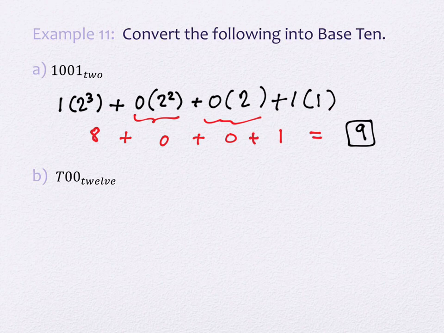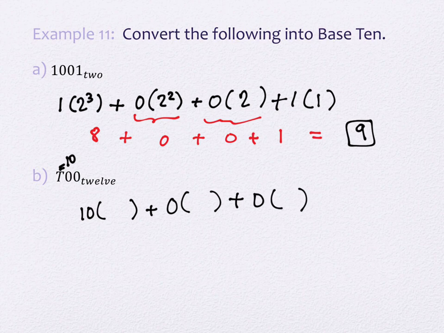Okay, so the next one is T00. Maybe I should do some examples without so many zeros. Sorry about that. So what is T's actual numerical value that we think of? It's a 10. T is 10. So this is 10 times some number plus 0 times a number and another 0 times a number.